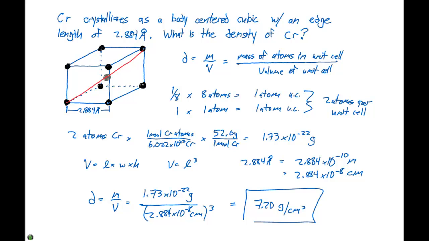So we can see that the arrangement of the atoms here is going to indicate some of the physical properties like the density. In this case, we're given our edge length. With the edge length, we can calculate the volume. So in this particular case, we can calculate the mass of the atoms in the unit cell, calculate the volume of the unit cell, and then divide those two quantities to get the density, which in this case is 7.20 grams per cubic centimeter.